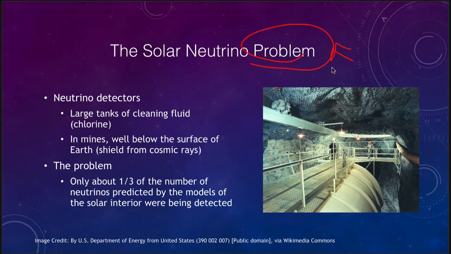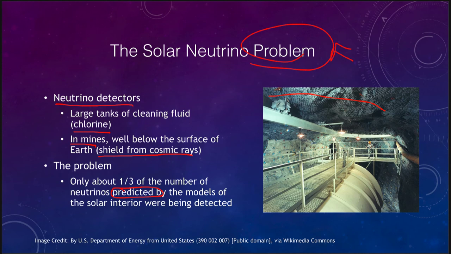Why is it a problem? Well, we made these detectors, essentially large tanks of cleaning fluid that had lots of chlorine. They were done in deep mines, as you can see here, having a lot of earth up above them, which shields from cosmic rays, which could also interact with the chlorine, giving us false detections. And then the problem was that we were only detecting 1/3 of the predicted number of neutrinos. So that was a problem, that we were not detecting the proper number of neutrinos.